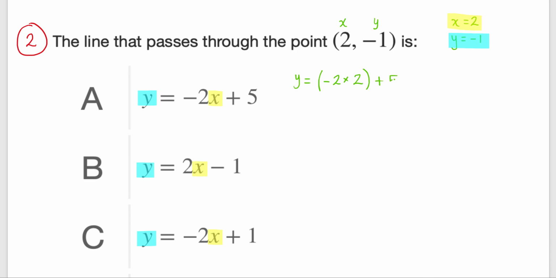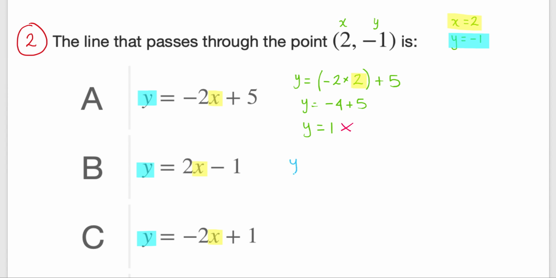plus 5. I'm just going to highlight here, this is the number that I sub in. And then I say y is equal to, I solve that first, brackets, -4 plus 5. So y is equal to -4 plus 5, which equals 1. Did I get to -1? No, I didn't. So this doesn't work. So this is not my answer.